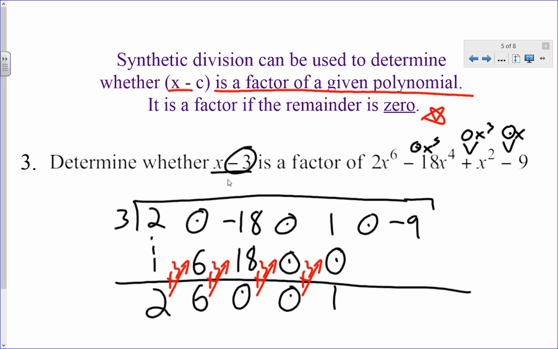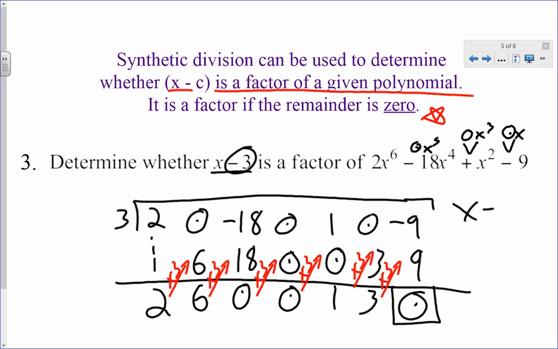I multiply that by 3, and I get 1 times 3 is 3. 0 plus 3 is 3. Then again, I multiply by 3. 3 times 3 is 9. Negative 9 plus 9 is 0. My last value is a 0. Then I know that x minus 3 is a factor of the above polynomial.